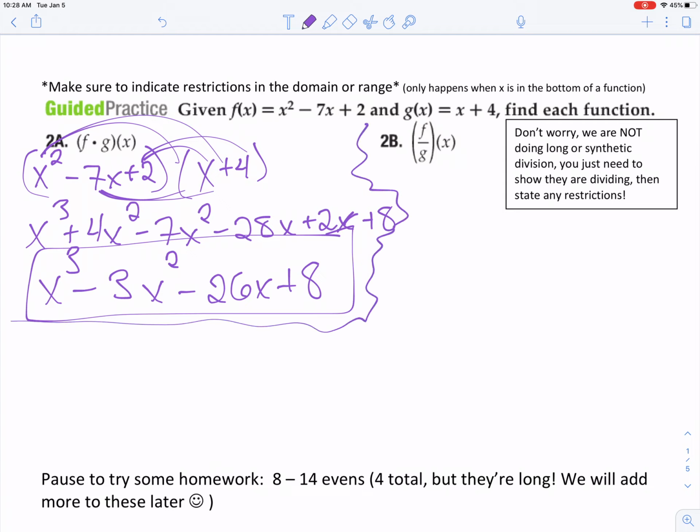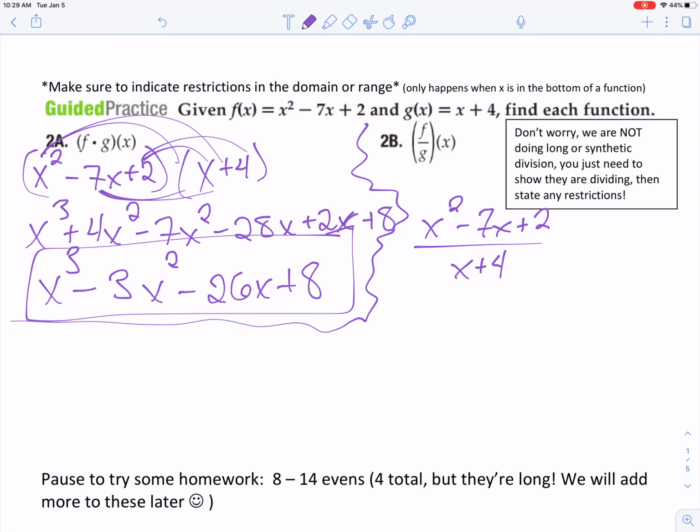When it comes to the division, we are not going to do long division or synthetic division. That was the last thing we did in Chapter 5. We're really just going to this is what it looks like. But we will specify some values that x cannot equal. So I'll show you what that looks like. First of all, let's write down what it says. It says we have f divided by g. All right. F is x squared minus 7x plus 2. G is x plus 4.